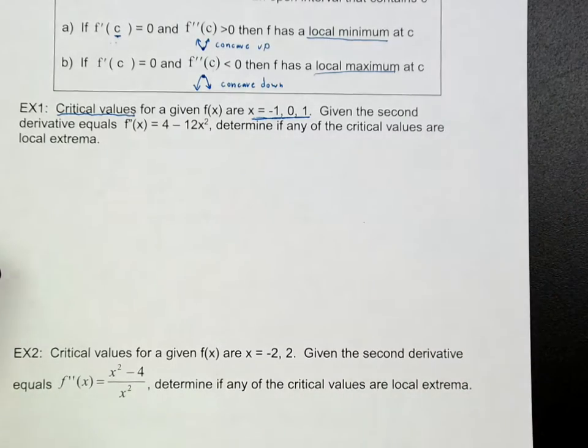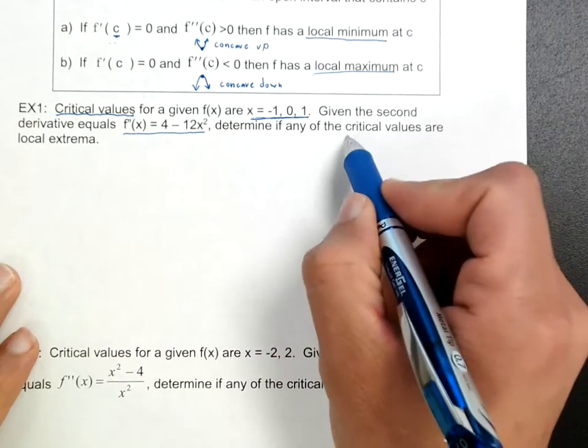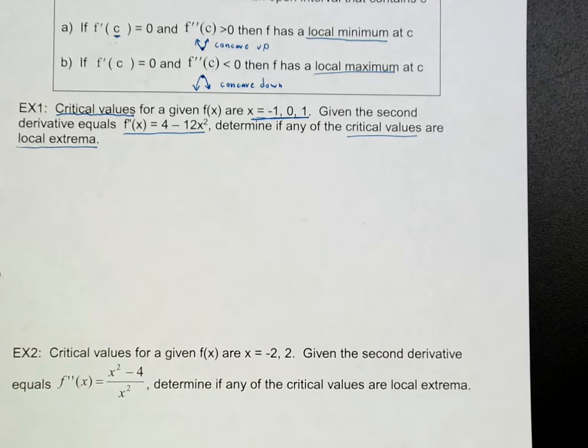And they also give you the second derivative, which is this one, all right? And they're asking you to determine if any of the critical values are local extrema. So I'm trying to figure out if they're minimums, maximums, all right? That's what I'm trying to figure out. So it's actually very simple.